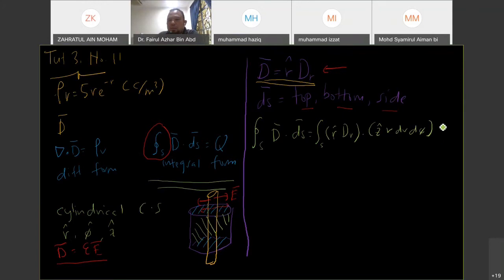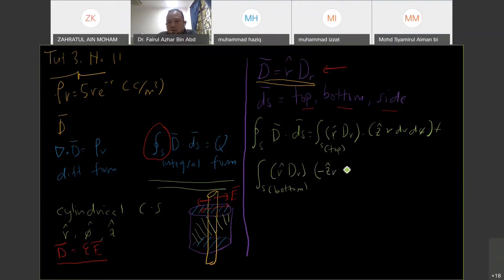Plus on the bottom surface, we need to perform a surface integration on the bottom. For the bottom surface, we will see that this surface will be in the minus z cap direction. So we will still have the same expression for the vector of D, but ds will be in the direction of minus z.